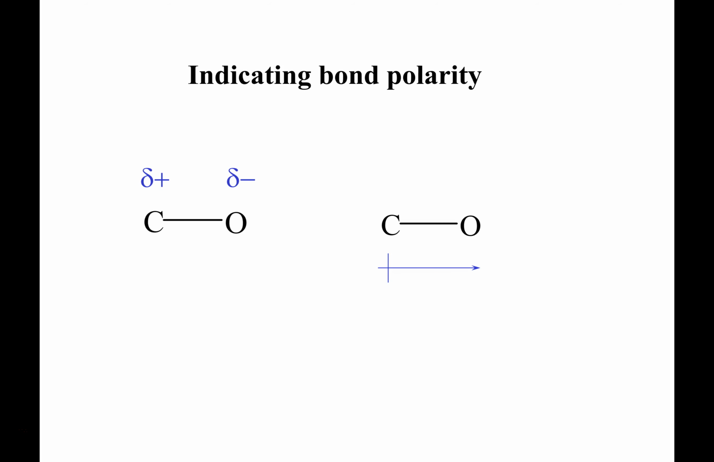Again, we start at the partial positive end and we end at the partial negative end. The position of this vector is showing you the direction, and the length is showing you the magnitude.